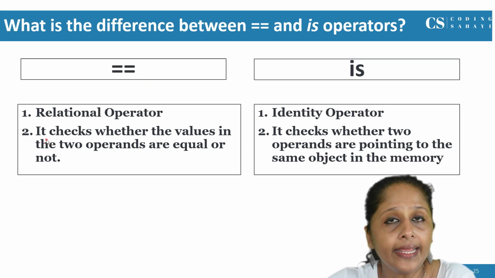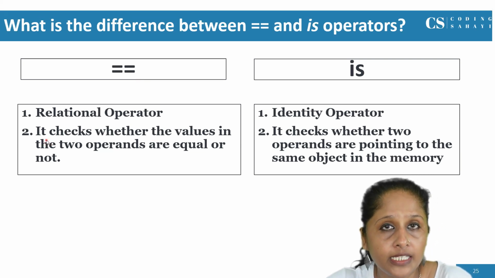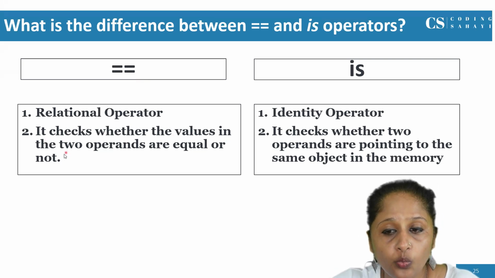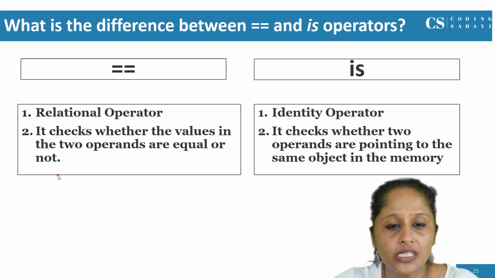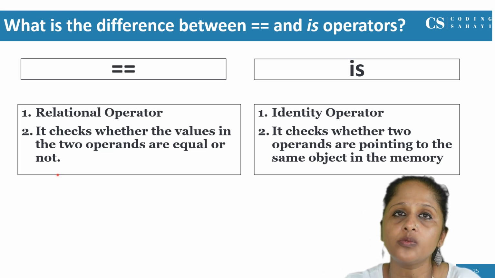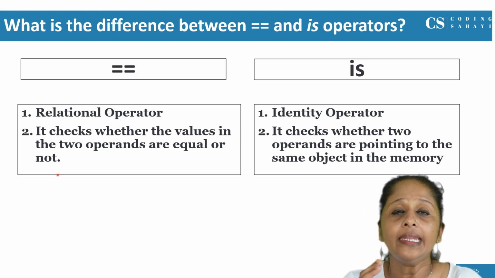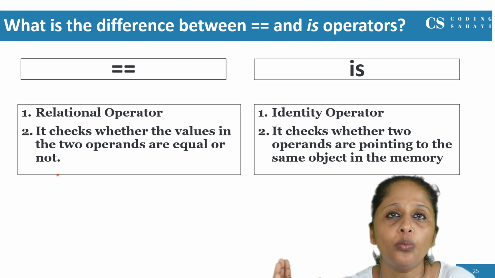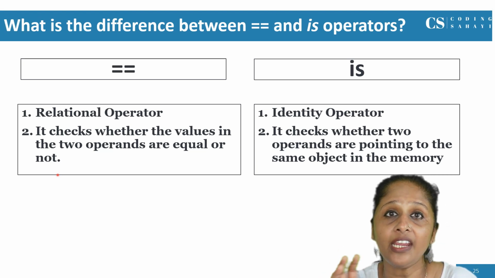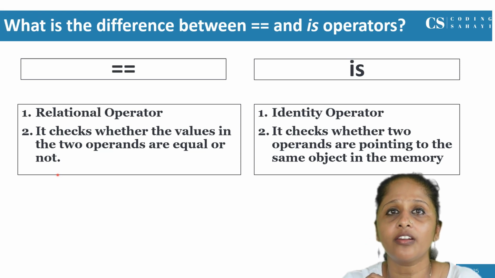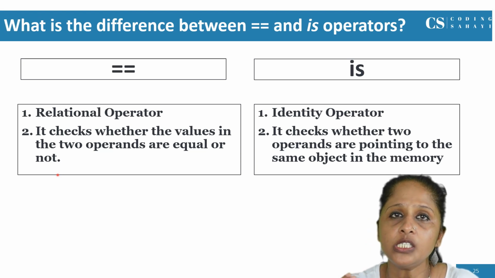The next difference is that the equal to operator, or the double equal to operator, checks whether the values in the two operands are equal or not. That is, if you have two variables like a and b and both have the value 10, then it checks whether the value in a is equal to b or not. If the values are equal, then it returns true, otherwise it returns false.